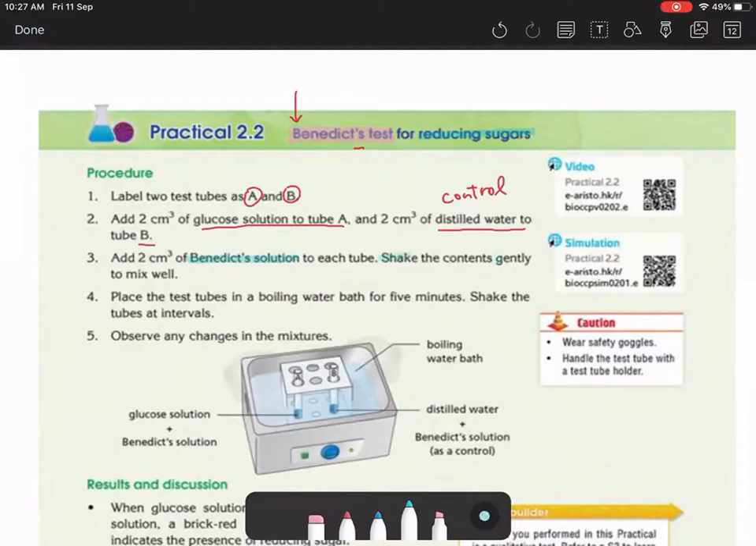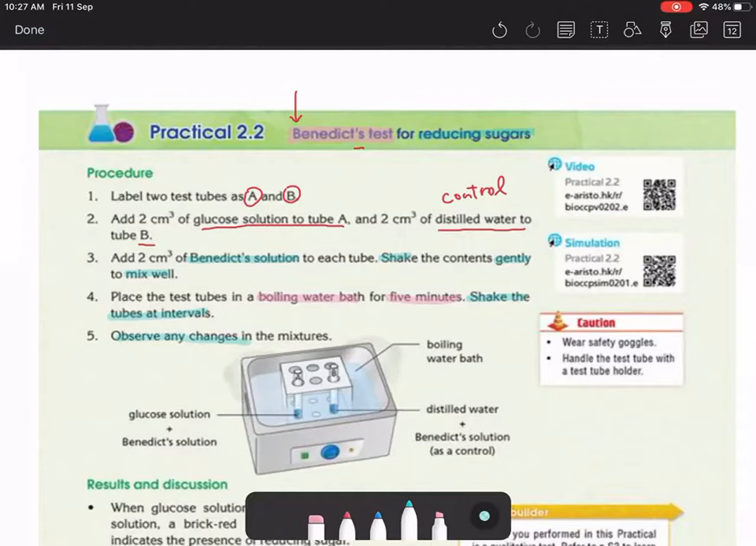Shake them gently. No need to shake too vigorously, until they mix well. This one is more complicated because you have to put them in a boiling water bath for some time. If you are careful enough and want perfect results, you have to shake the tubes at intervals, maybe every minute, and then later observe the color change. Now I'm going to show you this one.